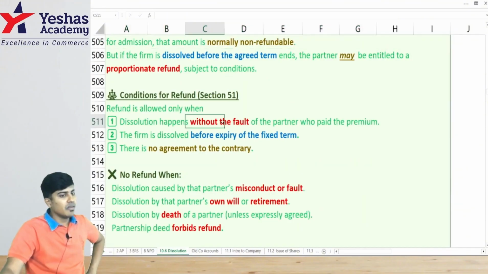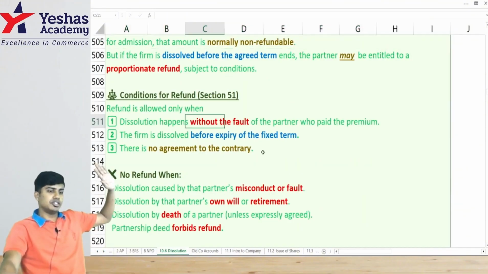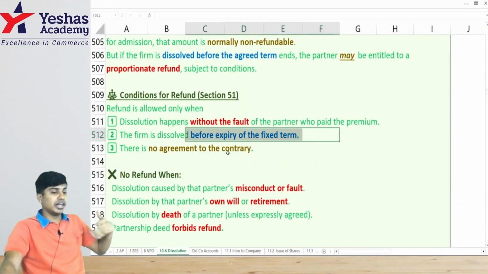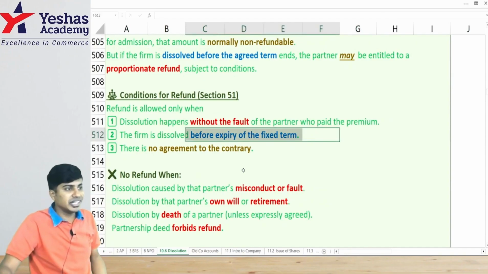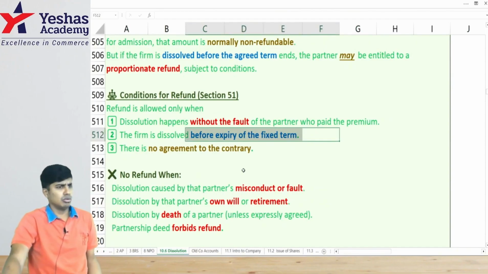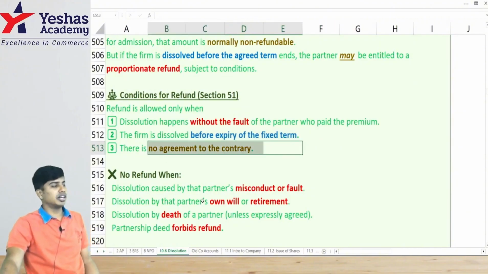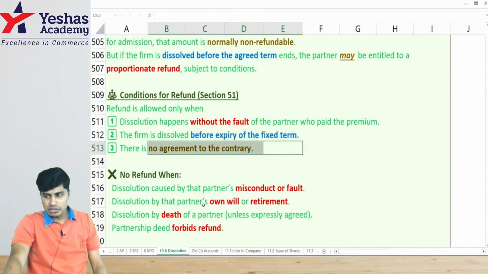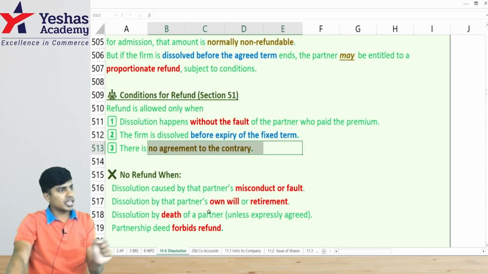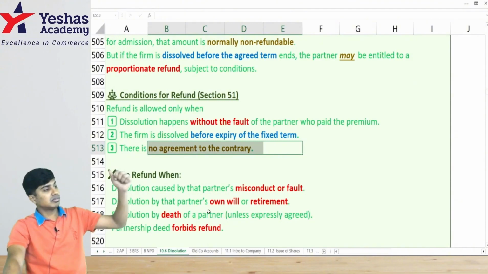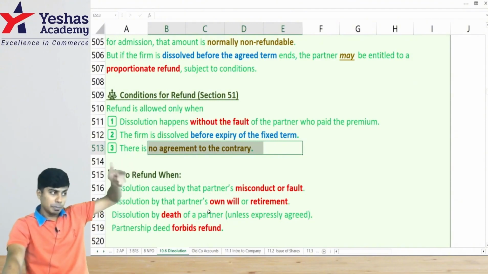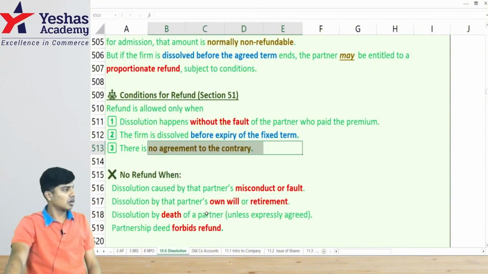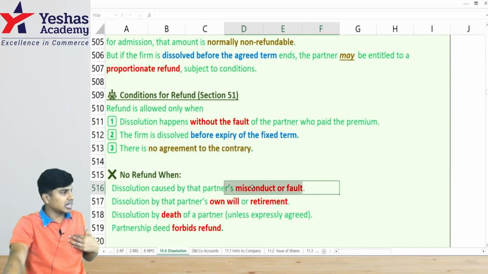What are the conditions? Without my fault, the firm should be dissolved. And it should be dissolved before the end of the term. You promised 10 years, and 10 years is over. Can I ask for a refund? No. And no agreement to the contrary. Meaning, I gave you 10 lakh rupees, but in the agreement you wrote that in no case will the firm refund the premium. Then I won't get it back. So number 1, not because of my fault. Number 2, premature dissolution. Number 3, there is no agreement saying that it will not be refunded. In that case, I can take it. No refund when it's because of my misconduct.